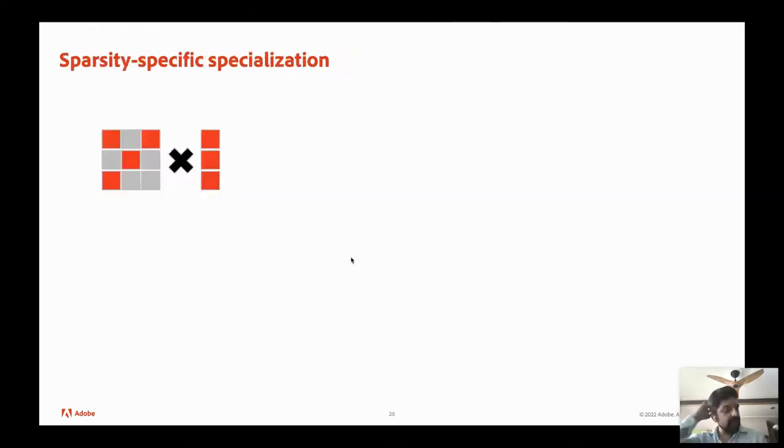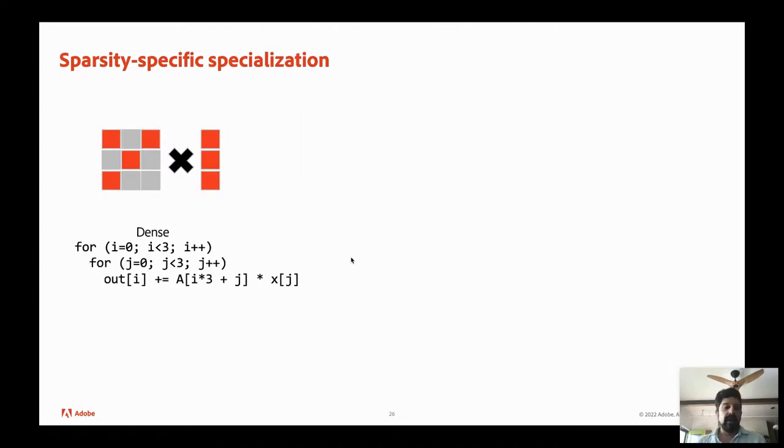So let me give a cartoon example of what sparsity-specific specialization looks like. Suppose we have this really small sparse matrix, and we're doing this sparse matrix vector multiply. The red here are non-zeros, and the grays are zeros. If we write this as a dense loop, it just looks like a couple nested loops. We have some index calculation, but there's a bunch of wasted work. We don't need to do the multiply by zeros.